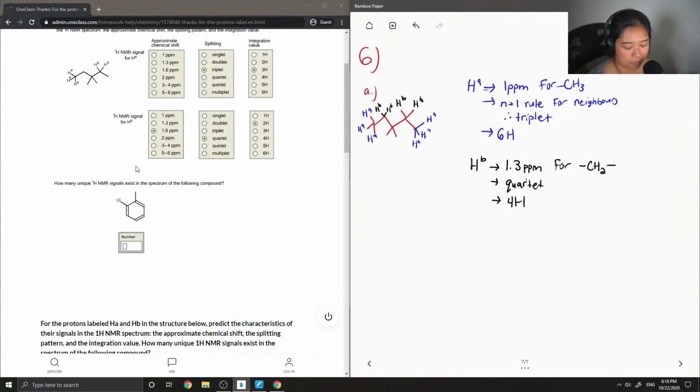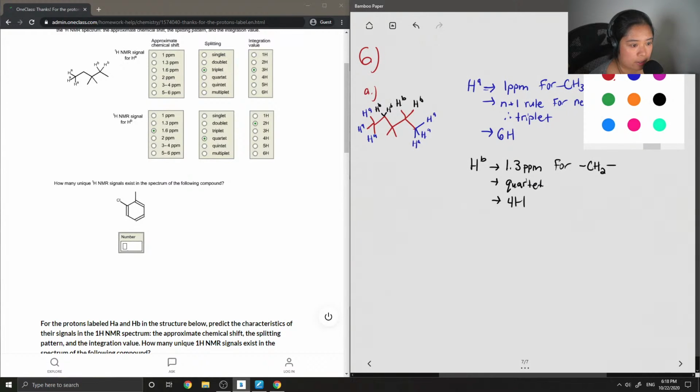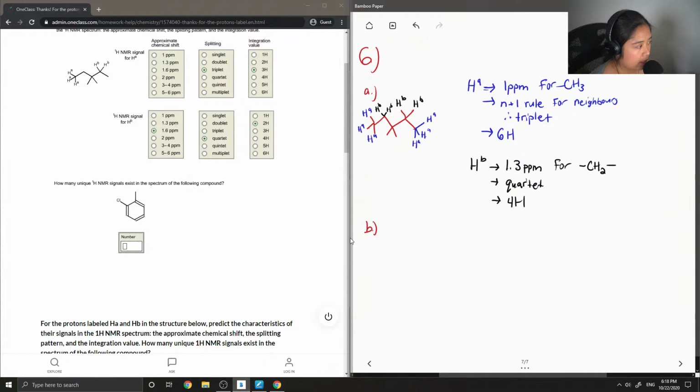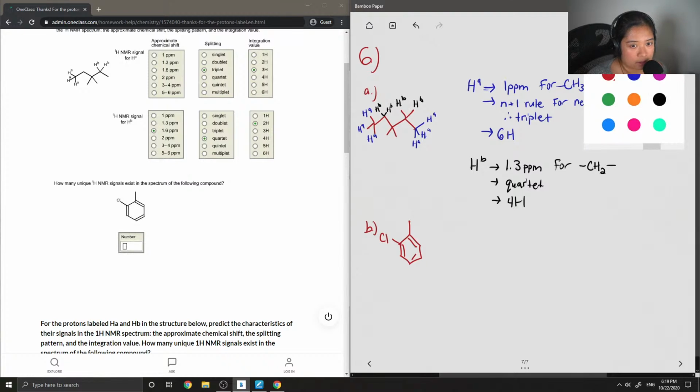So let's look at part B of this question, which asks how many unique H-NMR signals exist in the spectrum of the following compound. So I'm going to draw out this benzene ring, and you'll see that there is a chlorine group, and also there is a methyl group up there. So we already know that these 3 hydrogens will be different from the hydrogens in the ring. I'm gonna draw all of them in different colors.